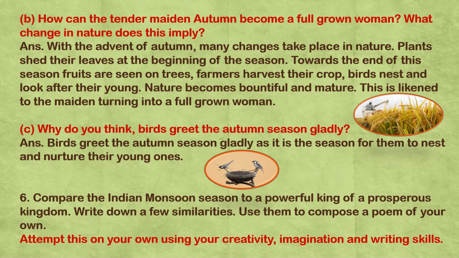Now compare the Indian monsoon season to a powerful king of a prosperous kingdom. So here in the poem Autumn, a young maiden is compared to autumn. You now have to imagine that the Indian monsoon season is a powerful king of a very rich and prosperous kingdom. Write down a few similarities between the monsoon season and the king, and then use them to compose a poem like Autumn of your own. Okay, now this you attempt on your own using your creativity, imagination and writing skills.